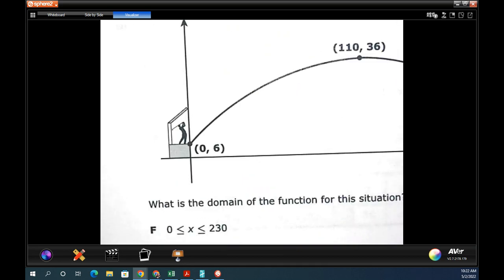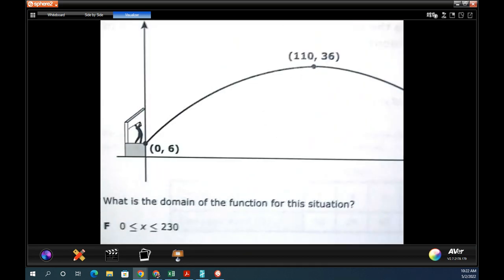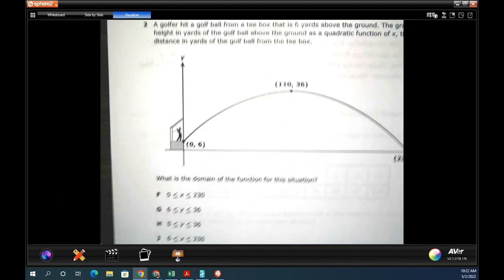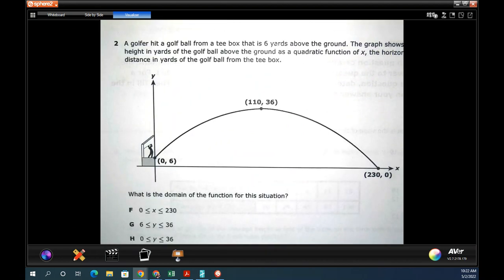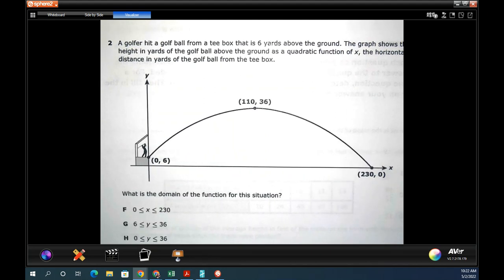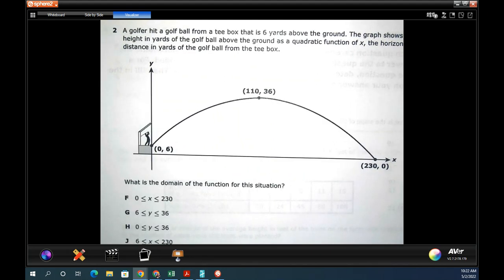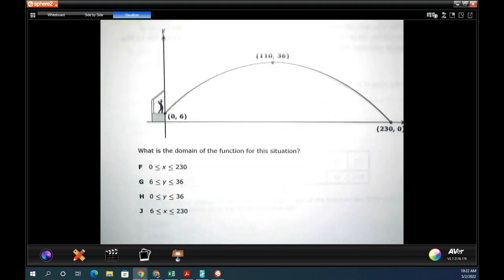All right. Here's the thing. Let me zoom out a little bit. A golfer hits a golf ball from a tee box that is 6 yards above the ground. The graph shows the height in yards of the golf ball above ground as a quadratic function of x, the horizontal distance in yards of the golf ball from the tee box. Here's the question. What is a domain of the function for this situation?